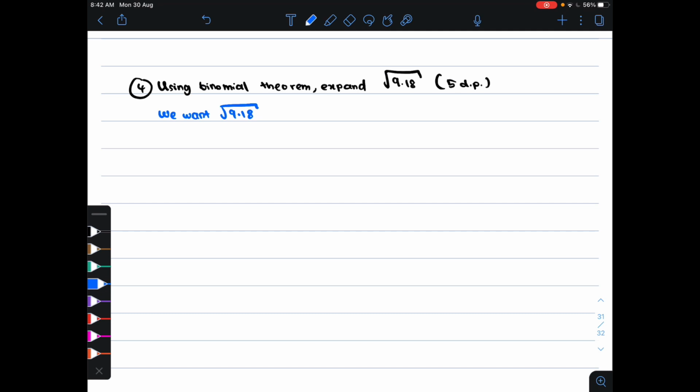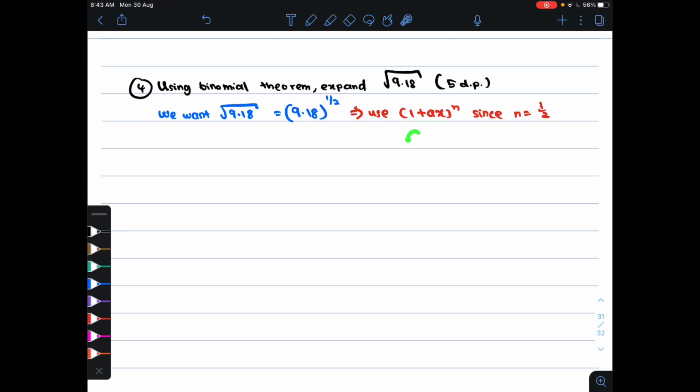So we want square root of 9.18, which is 9.18 to the power of 1 over 2. And we're going to use (1 plus ax) to the power of n, since n is 1 over 2, which is not a positive integer. So we know that this is the second case. So note that here we need 1 plus ax.